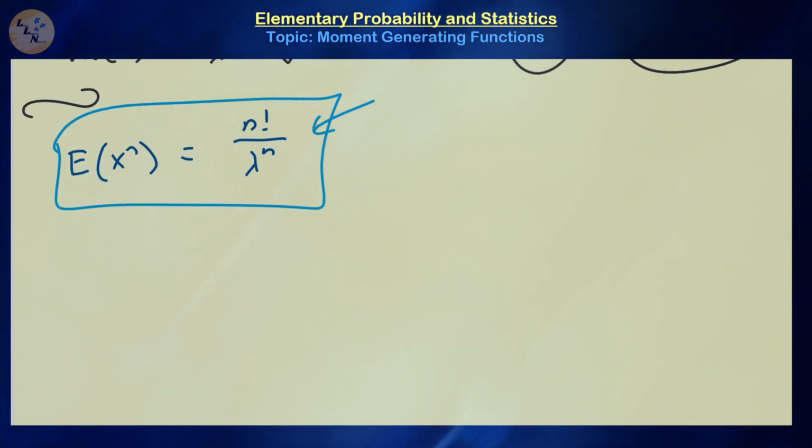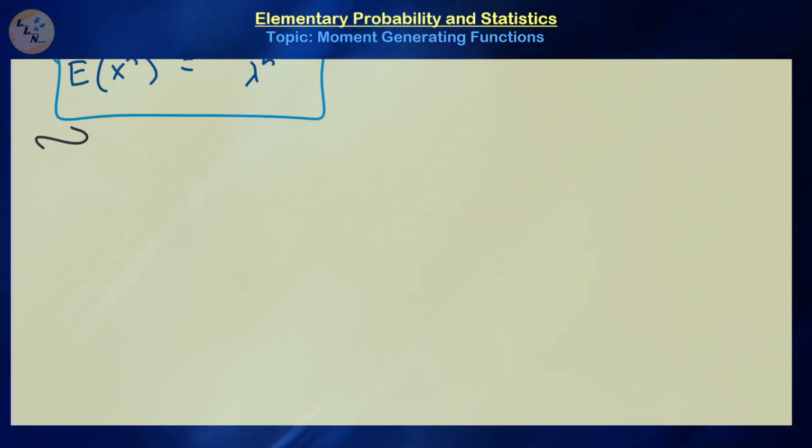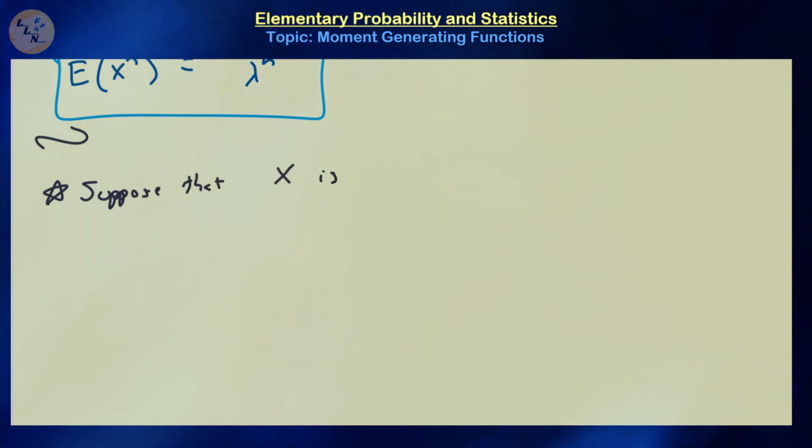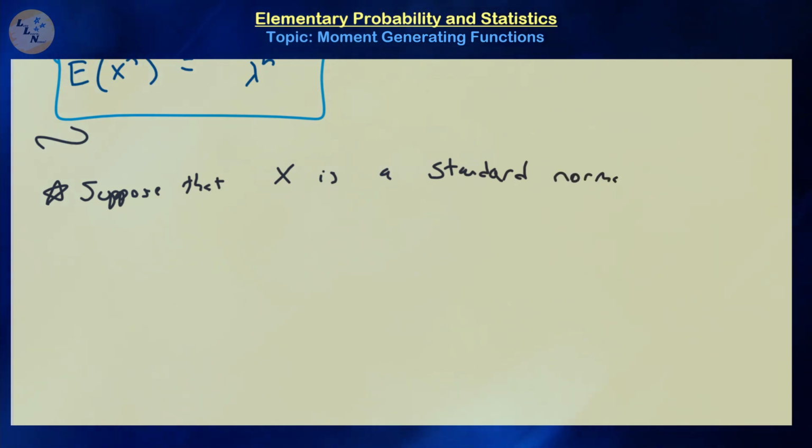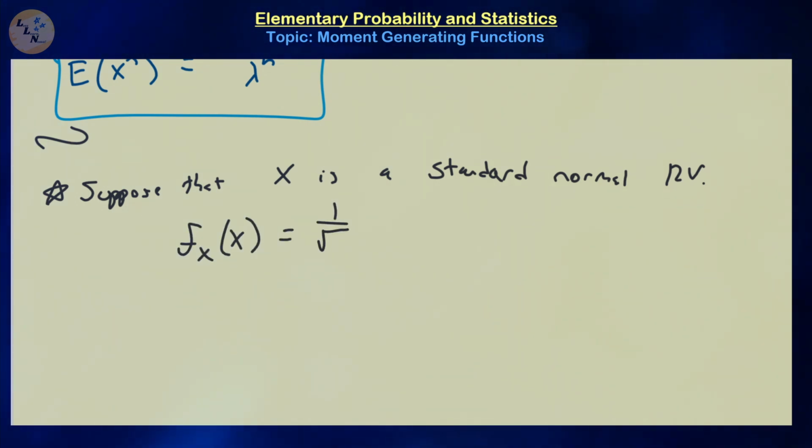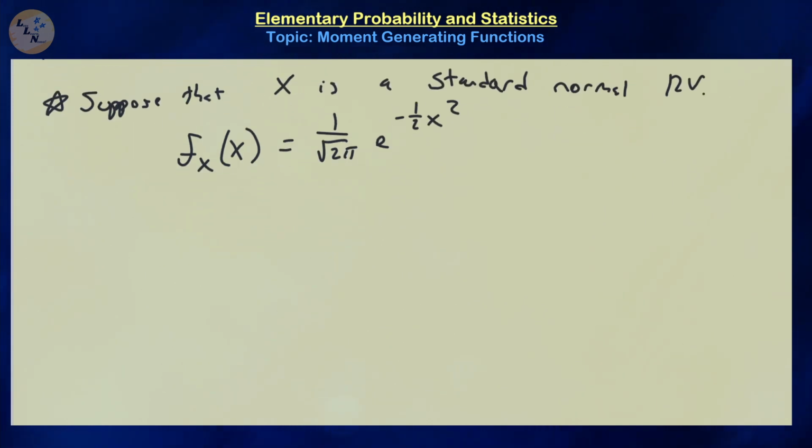Right, so now let us mention another random variable that we definitely have studied a lot. For example, let us suppose that X is a standard normal random variable. Then we know that its probability density function is 1 over the square root of 2 pi times e to the minus 1/2 x squared. So how would you find the moment generating function for this?